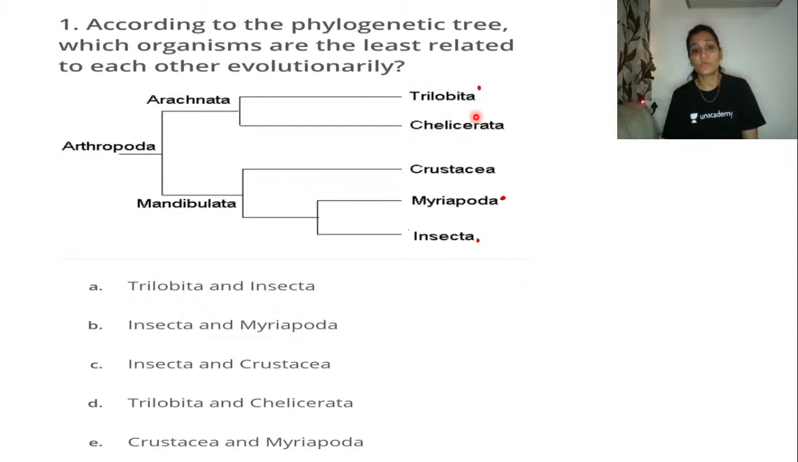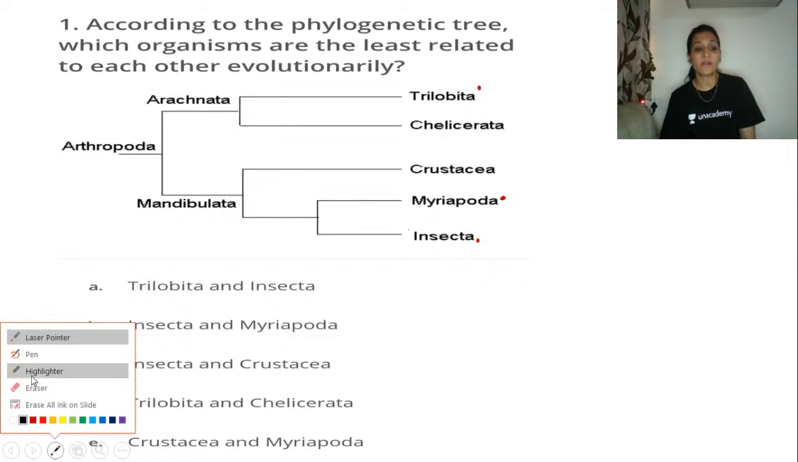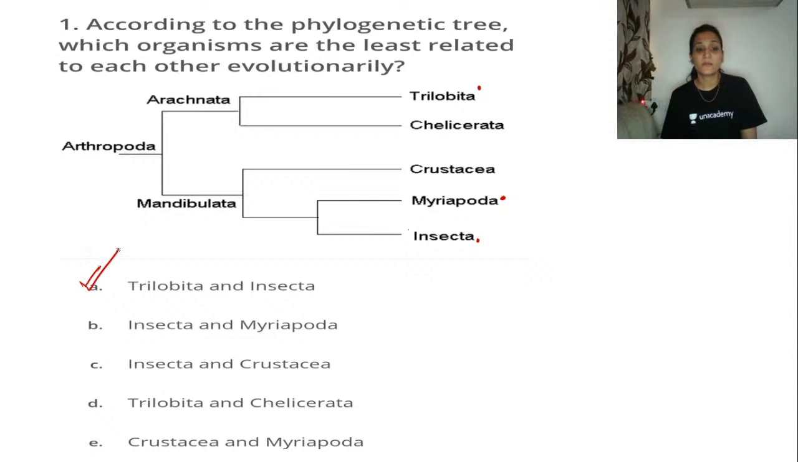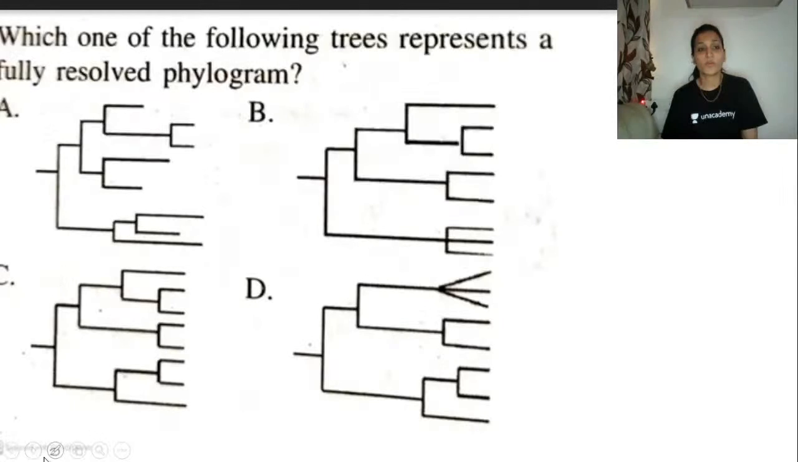So they are both closely related. No way they can be far. Then Crustacea and Myriapoda, but they are also closely related. So here the answer would be Trilobita and Insecta, because they are far, far away. Right? Very easy question, not at all difficult.